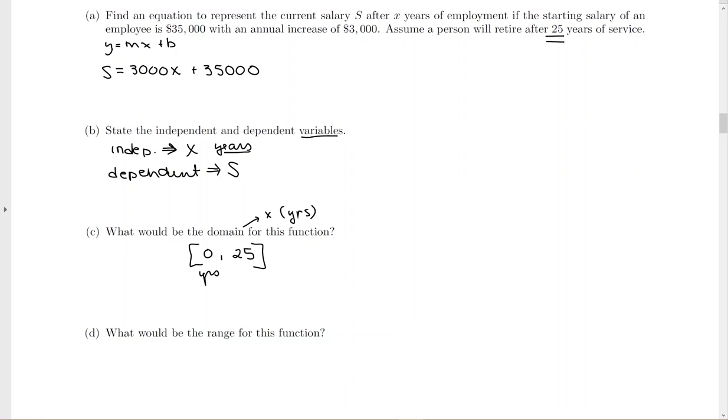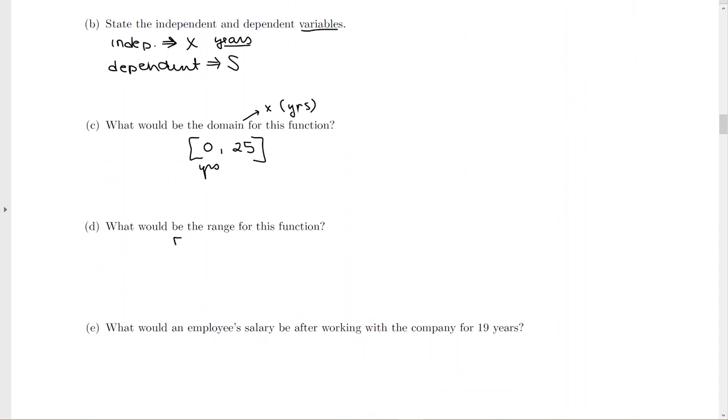Okay, so what would the range of the function be? The range would be your salary. So we're looking at the smallest salary that you could get to the highest salary you could get. Well, your lowest salary isn't going to be $0. You're not working for free here. Your initial salary was $35,000, so that's going to be your first amount. You're not going to get an infinite amount of money here. There's going to be a cap because you can only work to year 25.